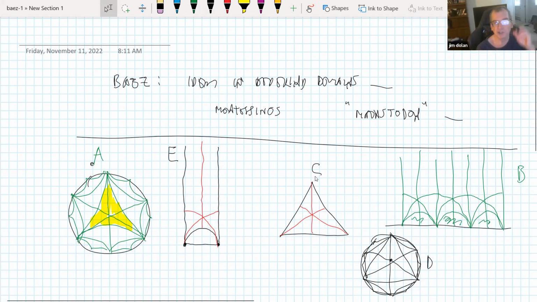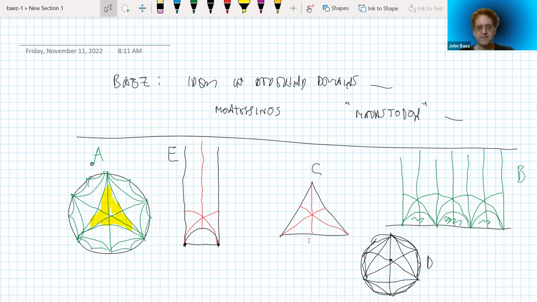Now what do I mean when I say this is the moduli stack of elliptic curves? Well, what I really mean, let's think in terms of picture C. So picture C, forget the red subdivision stuff. Just think of it as the black equilateral triangle. First of all, that's just a topological space.